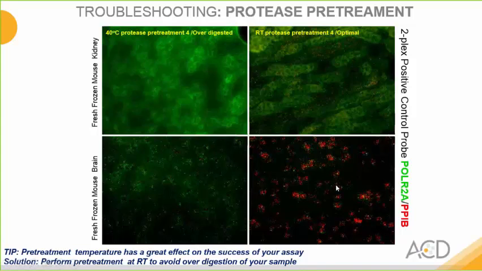So on the bottom here, shown is a fresh frozen mouse brain tissue. And as you can see, the background is very clean. The signals are very beautiful and punctate. And again, with over-digestion, what you get is this increase in background and decrease in signal.